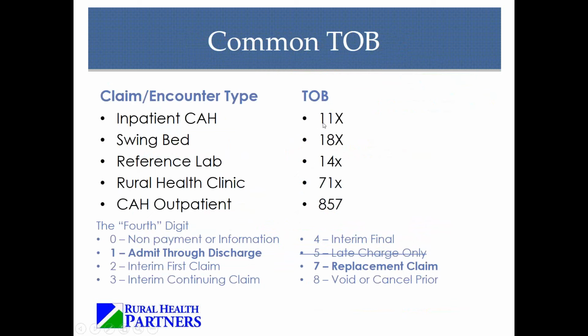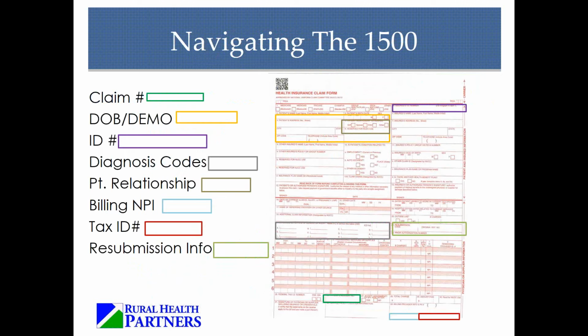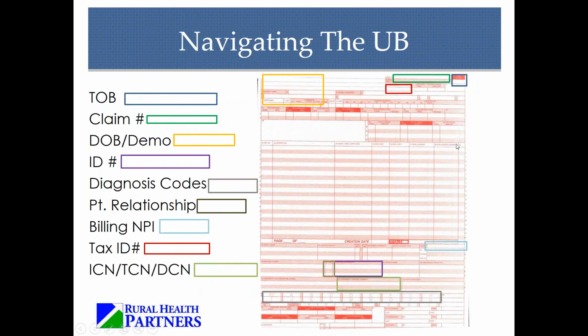So 1 means inpatient. Okay, wait, where are you at? What digits are you talking about? The very first one here. The first column. Where is that at on the claim form? Type of bill ends up in this upper right-hand corner here.